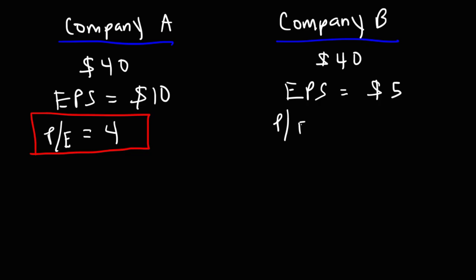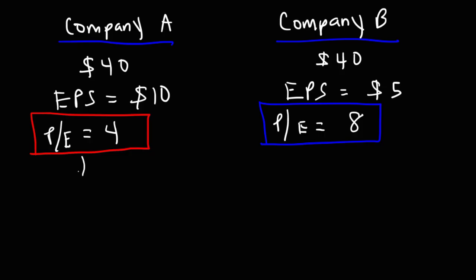Now to get the price to earnings ratio for company B, take the stock price of 40 divided by the earnings per share of 5. That will give you 8. So what do these numbers tell us? Let's say these two companies are in the same industry, and let's say everything else is about equal.